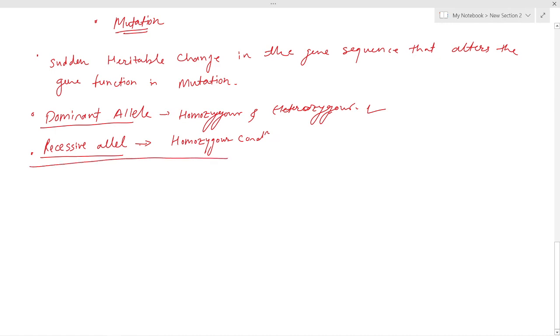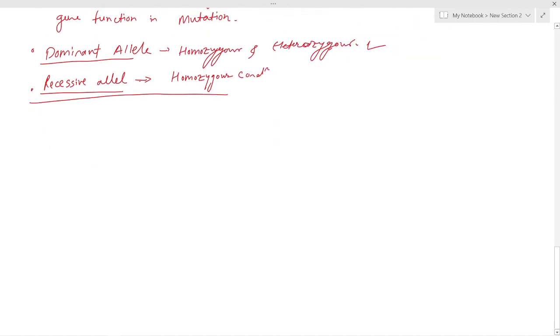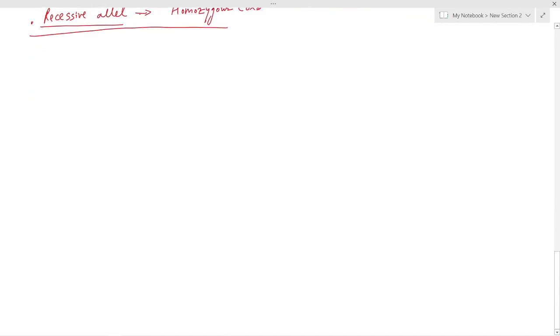So this was a little discussion on human genetics. As far as this topic is concerned, the relevance for asking questions is not as much, but the definitions that we discussed, that is dominant allele, recessive allele, mutation, gene, etc., are important.